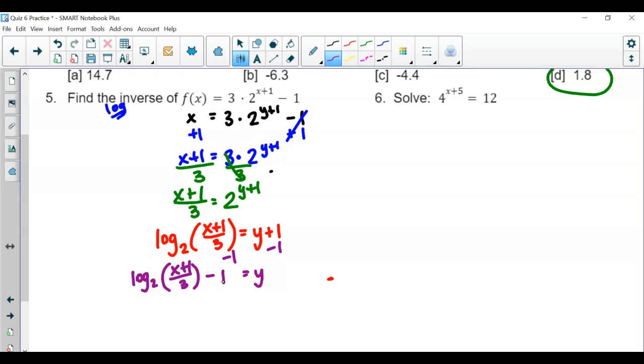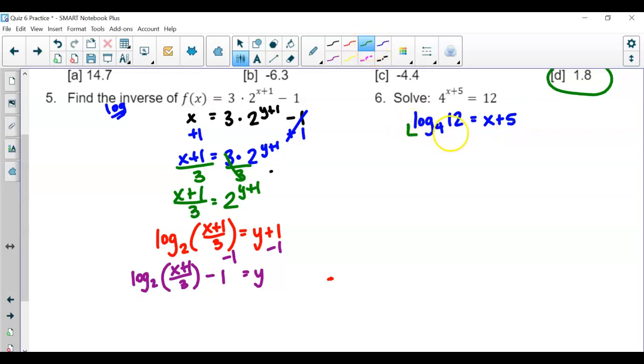So now in question number 6, we're solving for x. Now, a common mistake is people want to divide by 4. Don't do that, right? Because 4 is a base being raised to a power. So here to solve, inverse. Well, what's the inverse of an exponential? A log. So we need to write this as a log. So again, what's the base? Well, the base is 4. Log base 4 of 12, which is equal to x + 5.